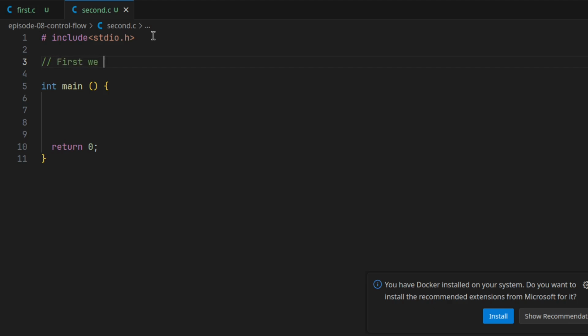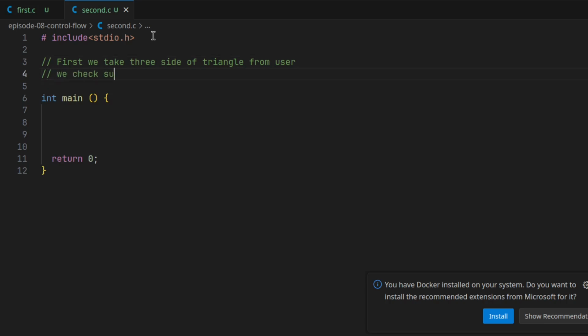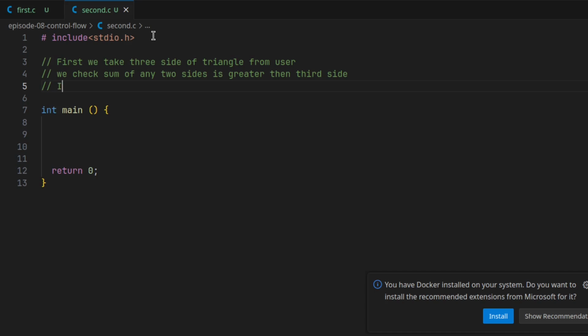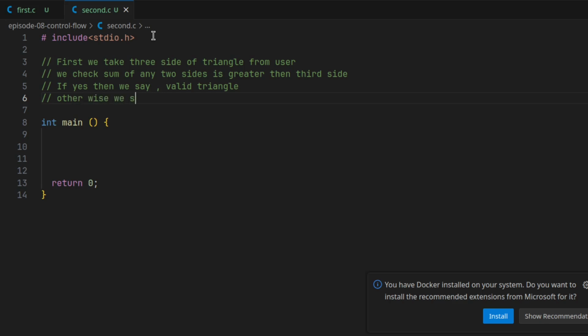First we take 3 sides of a triangle from the user, and second, we check if the sum of any 2 sides is greater than the third side. If yes, then we say valid triangle. Otherwise, we say invalid triangle. Okay, so that is our control flow.